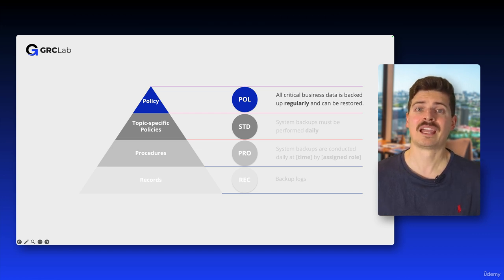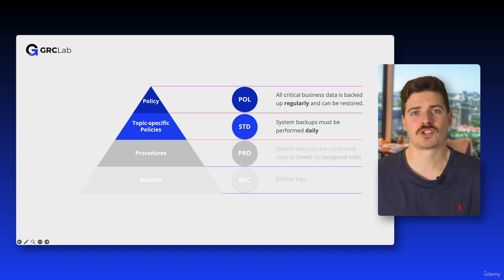So, for example, a policy might state that all critical business data is backed up regularly and can be restored in case of data loss. And this is a typical policy statement. It clearly defines the intent, but it doesn't specify how backups should be performed, how often they should occur, or where the data should be stored.